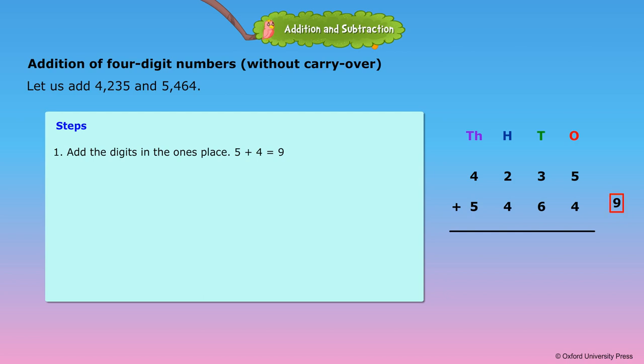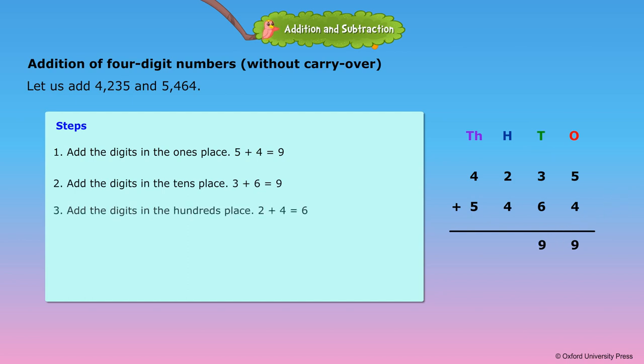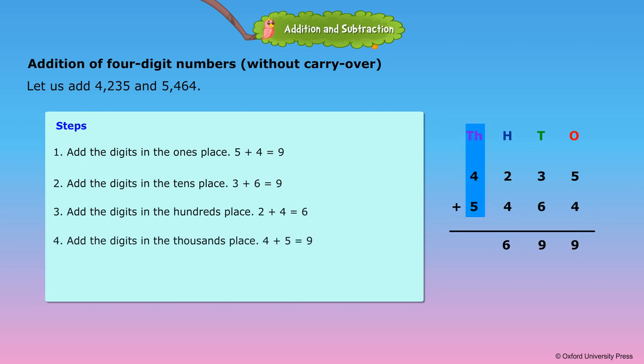5 plus 4 is equal to 9. 2. Add the digits in the tens place. 3 plus 6 is equal to 9. 3. Add the digits in the hundreds place. 2 plus 4 is equal to 6. 4. Add the digits in the thousands place. 4 plus 5 is equal to 9.